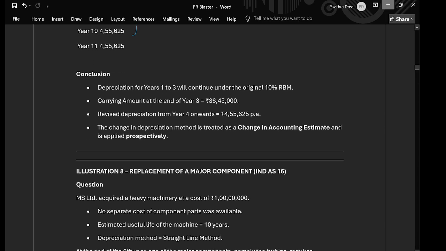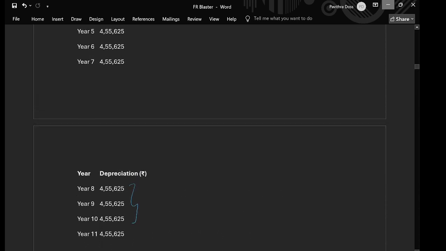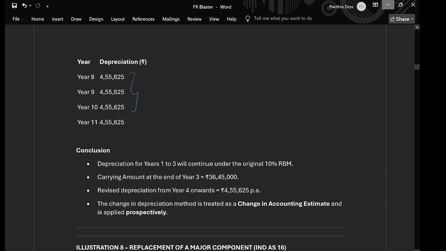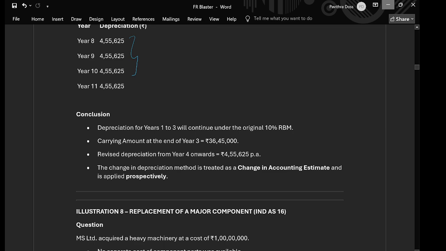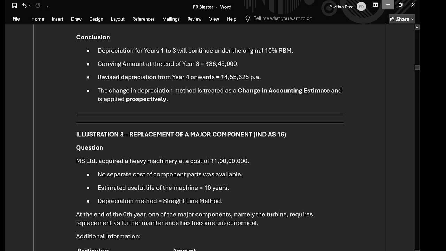Okay, so there is nothing like transfer to revaluation because there is no additional depreciation, and it is also not due to revaluation. Only if there is an additional depreciation charged owing to the revaluation of the asset, then that is going to be transferred to the revaluation reserve.